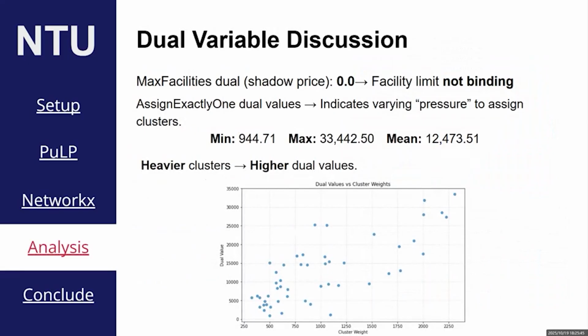And here we relax the integer constraints and analyze the dual values of the LP relaxation. The max facilities constraint has a dual value of 0, suggesting the facility limit is not tight. The assigned exactly one constraint shows a wide range of dual values from about 900 up to over 33,000, representing different assignment pressures across the clusters. We also find a strong positive correlation between cluster weights and dual values, which means heavier clusters exert higher pressure on the optimization, and it shows on the scatter plot.